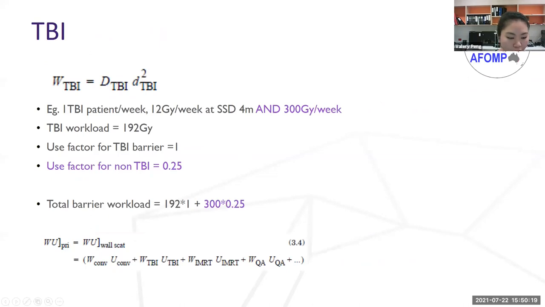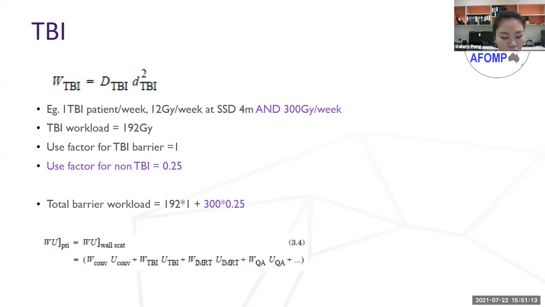Next, we have TBI. For TBI, the patient is treated at an extended SSD. And since the workload is defined at 1 meter from the source, the TBI workload is dosed to the patient and then multiplied by the distance squared to bring the dose back to your ISO. So that's just the distance squared, because as previously, when we calculate workload, we can just use the dose prescribed to the patient, because usually a patient would be at ISO. But for TBI, since the patient is further away at an extended SSD, whatever dose is prescribed would be at that distance, and then you have to calculate the dose back at ISO, which would be much higher.